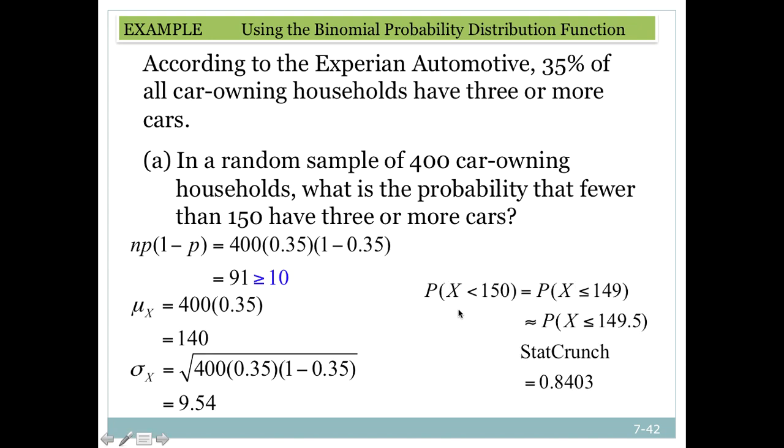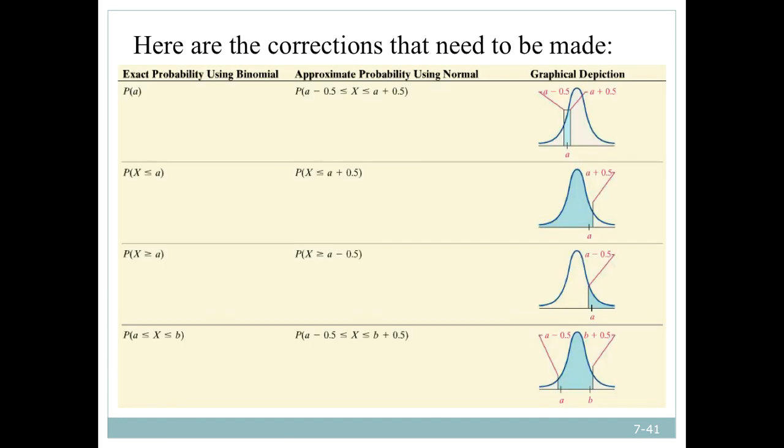Now, if I want the probability that I obtain fewer than 150 cars, fewer than 150 really implies that I would have 149 households or less. So the probability that x is less than 150 is actually the probability that x is less than or equal to 149. So I want to scroll back real quick to this page here.